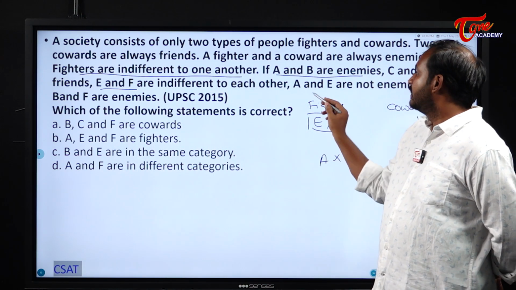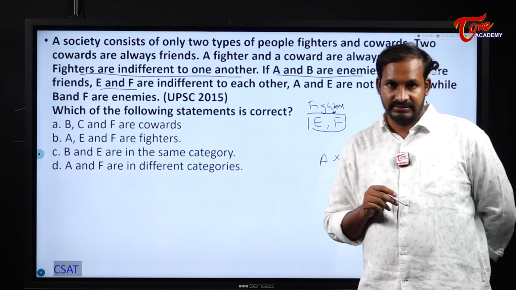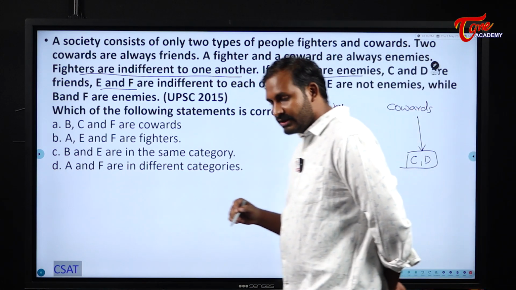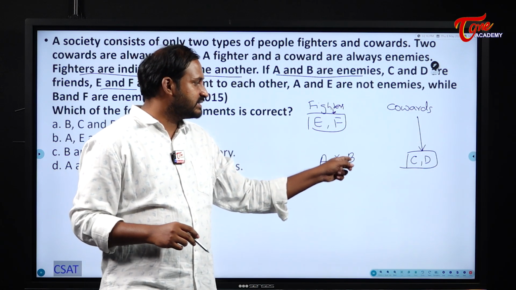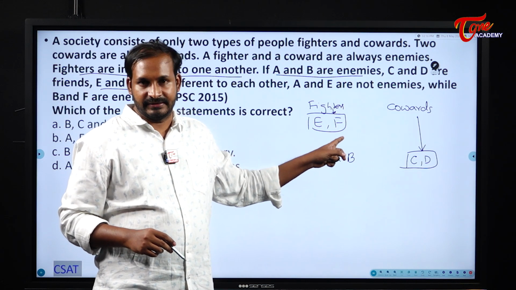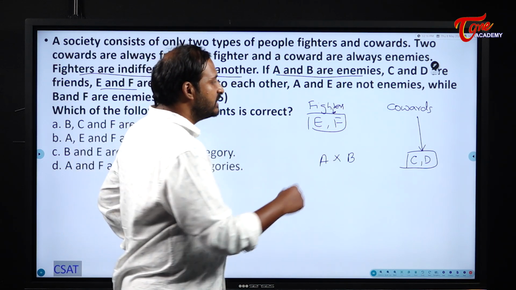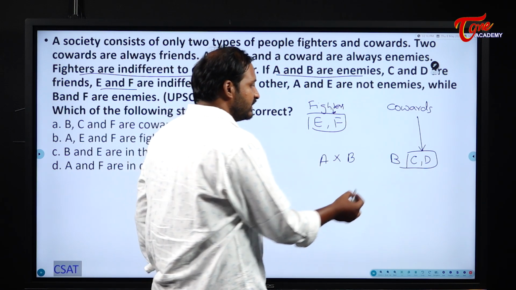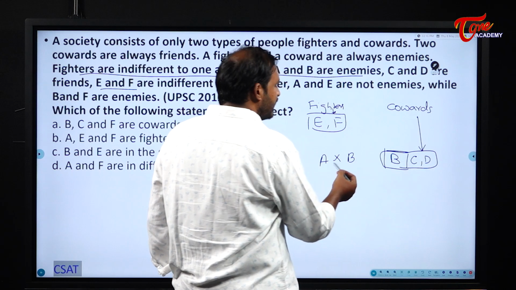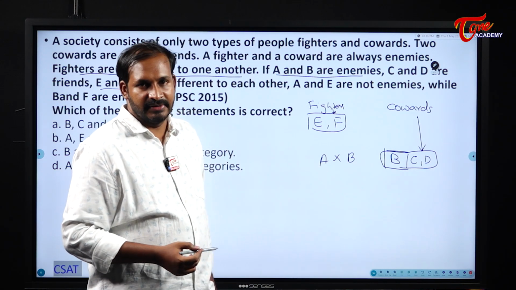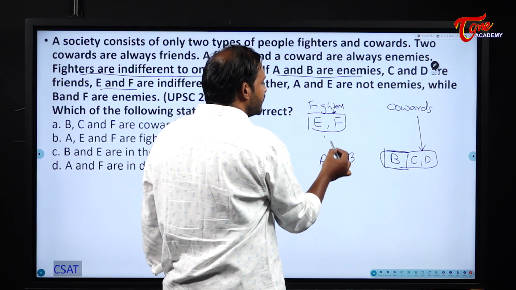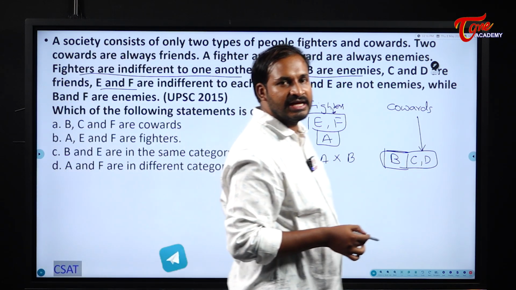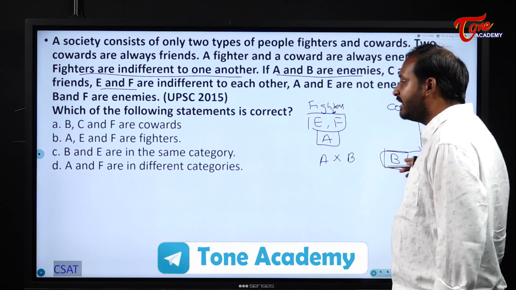Next. A and E are not enemies, while B and F are enemies. See here students, B and F are enemies means already we know that F is a fighter. Then obviously B will go to the coward category. Similarly, we know that B and A are enemies. If B is a coward, A will come to the fighters category. So now the fighters are A, E and F and the cowards are B, C, D.